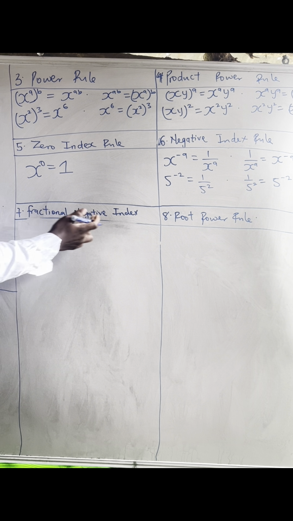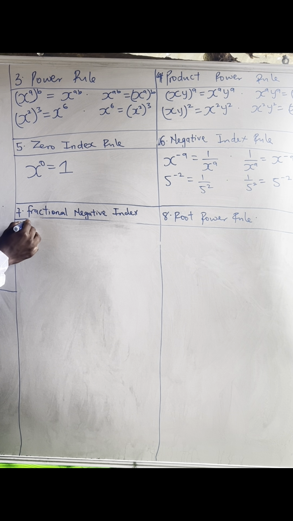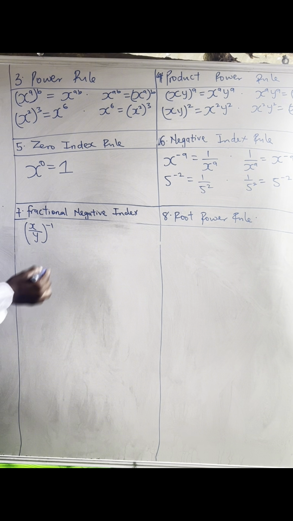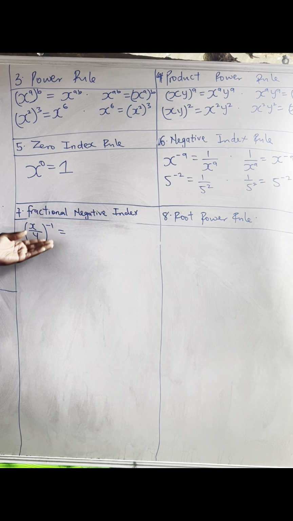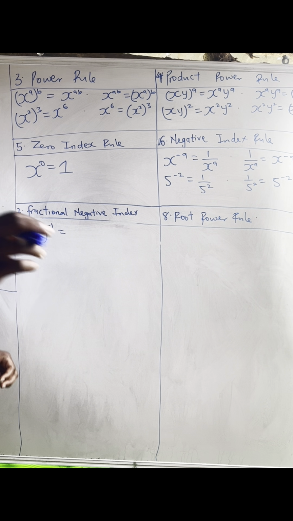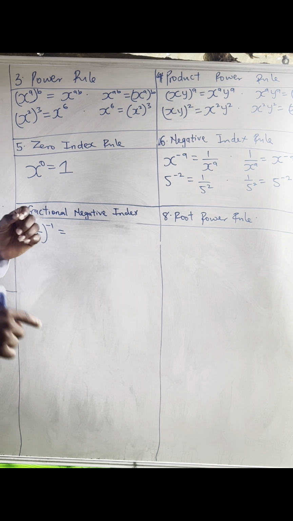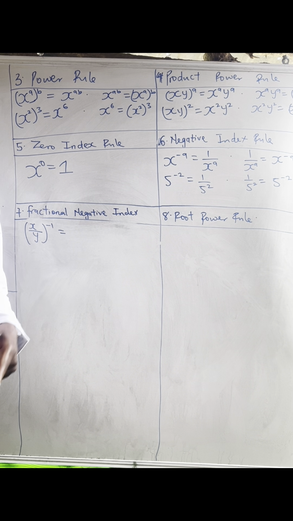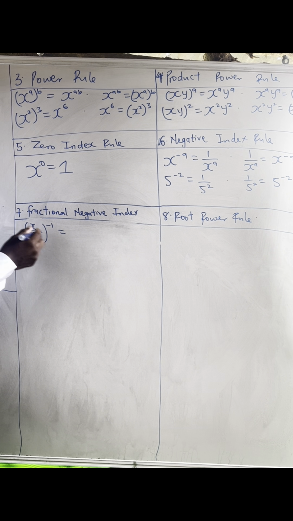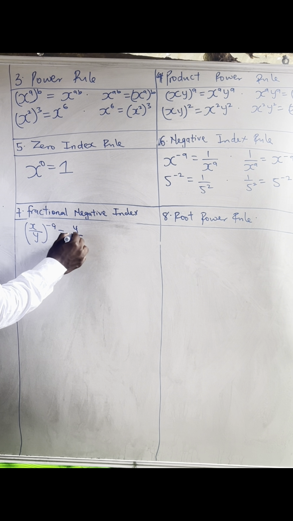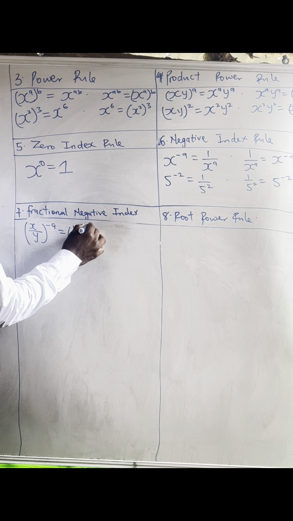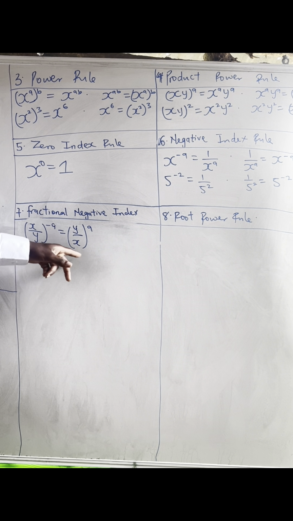The next one now is the fractional negative index. For example, generally, let's say we have (x over y) all raised to power minus 1. This is very simple. Whenever we have a fraction, and that fraction has a negative index, this negative can become positive. But whenever the negative becomes positive, the fraction changes to its reciprocal. So this simply means that, let me change this one to a, this can be written as (y over x) all raised to power a. This simply means that this and this, they are the same.